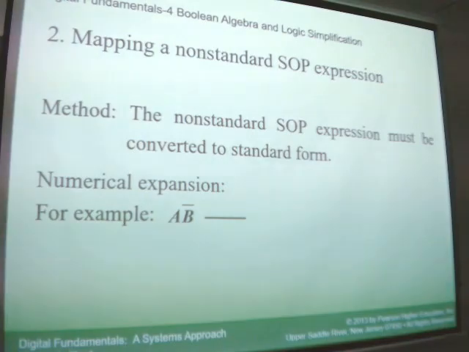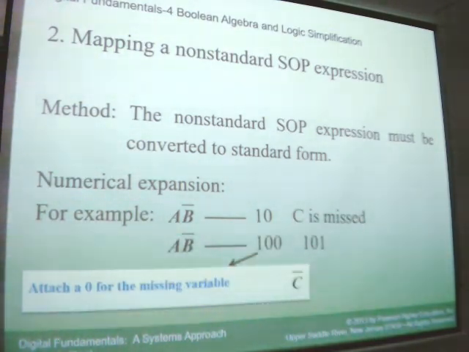For a non-standard SOP expression, it is a little complicated. First, we must convert the non-standard SOP expression to a standard form. For 3 variables, AB bar is equal to AB bar C plus AB bar C bar. So there are 2 standard SOP product terms.